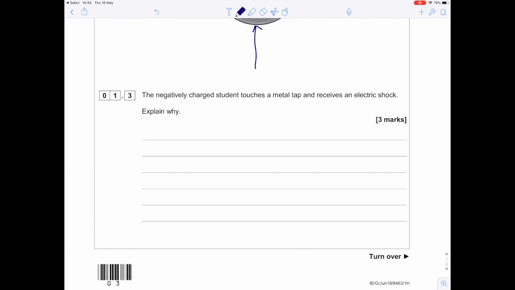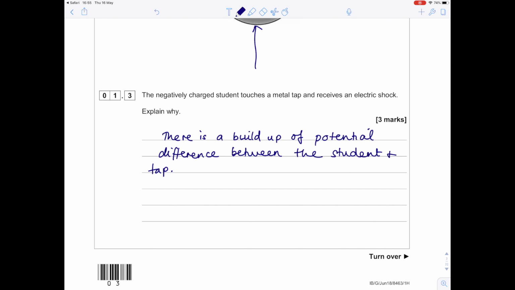The negatively charged student touches a metal tap and receives an electric shock. Explain why. So first of all, you need to point out that there is a buildup of charge or potential difference between the student and the tap. And then similar to the previous question, what's going to happen is effectively those excess electrons are going to jump from the student to the metal tap.